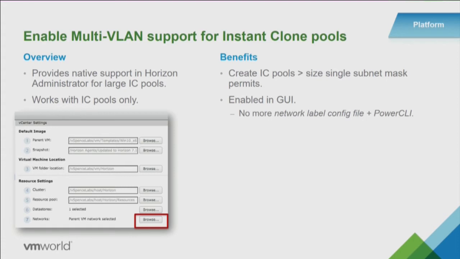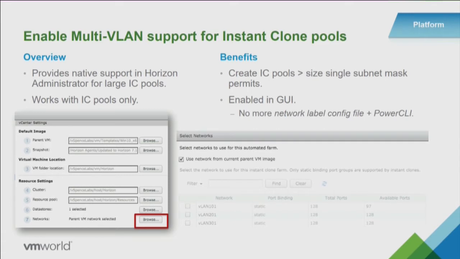So the use case here is I've got a pool of 2,000 desktops, and I don't want all 2,000 desktops on a single VLAN. I don't want to have to create 5 pools. I want to do it all in one pool. This allows us within the UI to enable multi-VLAN support. You'll see in that screenshot there's a networks click box now in the wizard.